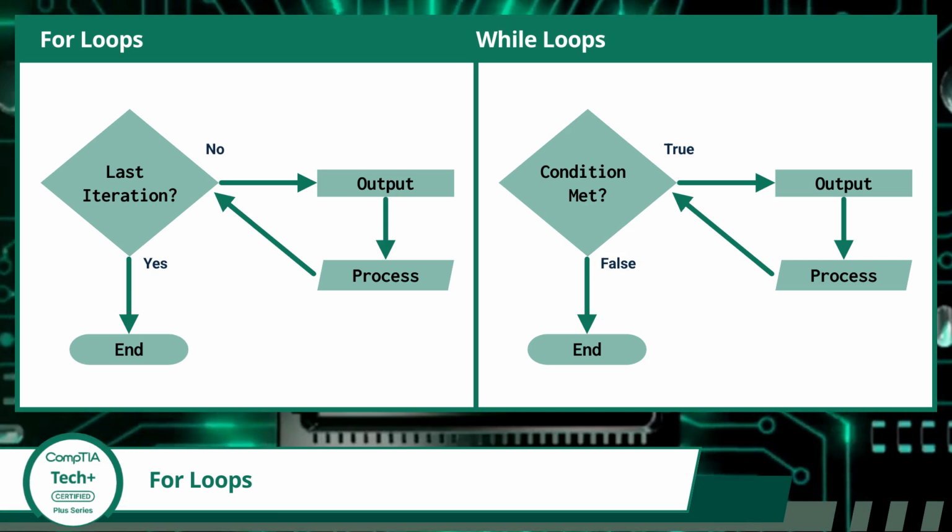A for loop, as pictured on the left, typically specifies the number of iterations prior to execution, making it ideal for situations where the number of iterations is known in advance. On the other hand, a while loop, as pictured on the right, relies on a condition to control its execution, making it more suitable for scenarios where the number of iterations is uncertain.